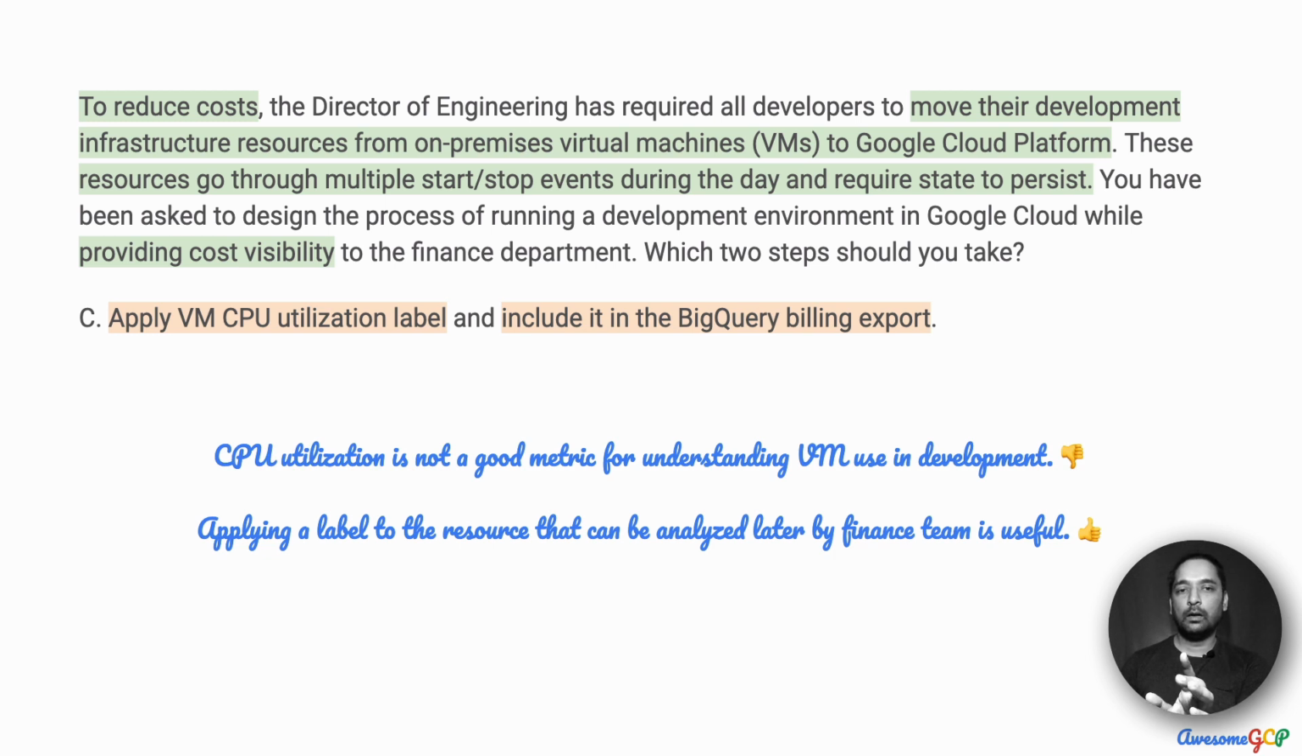So having labels for these VMs such that it can be exported to BigQuery and analyzed is a good thing. However, in this option, it is saying that the labels are going to be connected to the metric of CPU utilization, which is not good. So in combination, this is not a good option, and therefore we will eliminate option C.